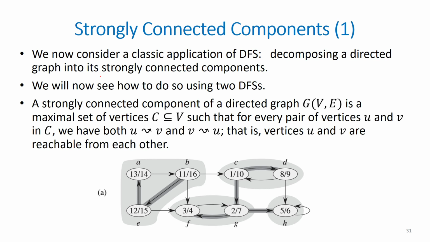Let us now look at an application of DFS in determining strongly connected components in a directed graph. To begin, we first need to define what is meant by a strongly connected component, or SCC for short. Given a directed graph G(V, E), an SCC is a maximal set of vertices denoted by C, such that for any two vertices in C, say u and v, we can go from u to v and from v to u. That means u and v are reachable from each other.